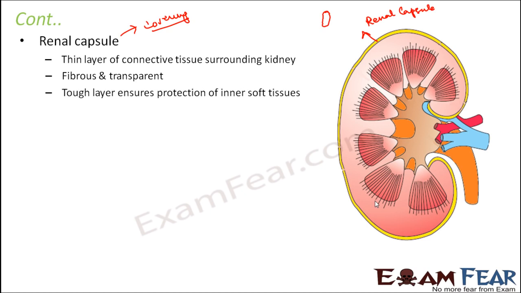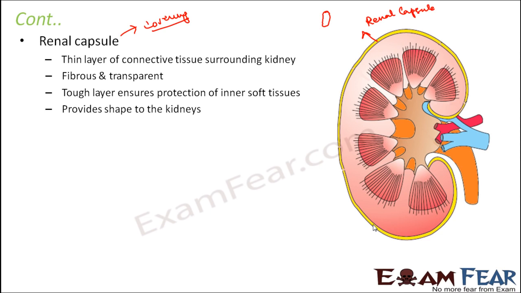Tough layer ensures protection of inner soft tissues. As I said, inside the kidney, the tissues whichever are present are all quite soft. So you actually need to ensure proper protection of the kidneys. Now externally it is protected by the ribs and the backbone, but kidney in itself is also protected by this capsule which is made up of the adipose tissue. It provides shape to the kidneys.